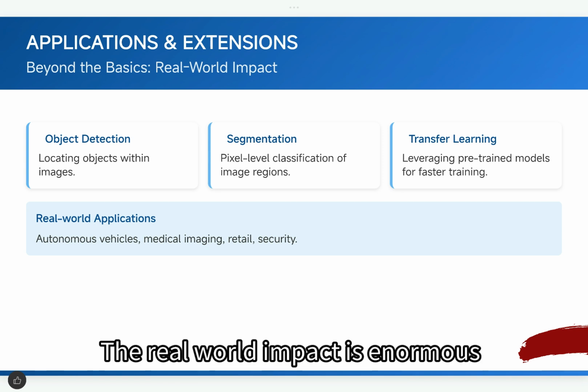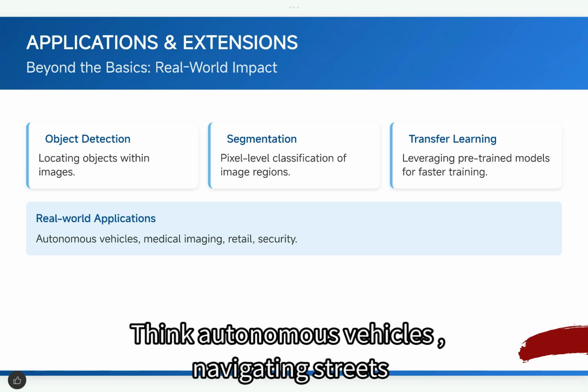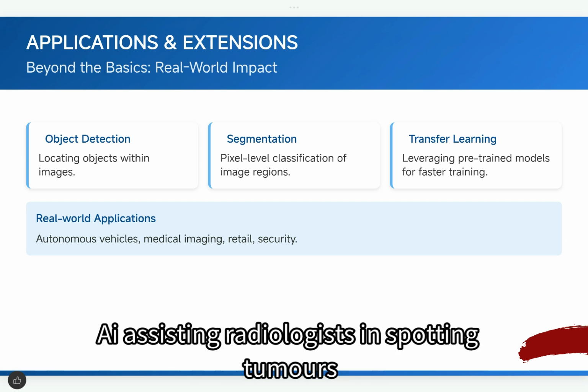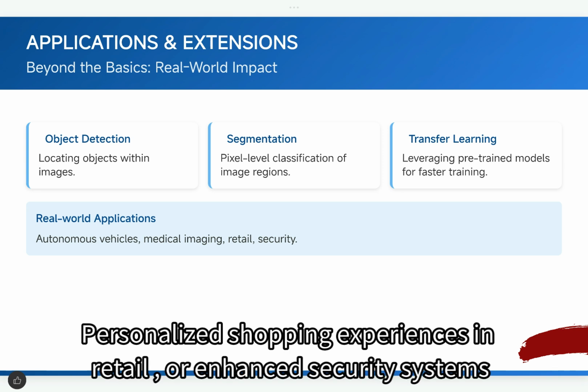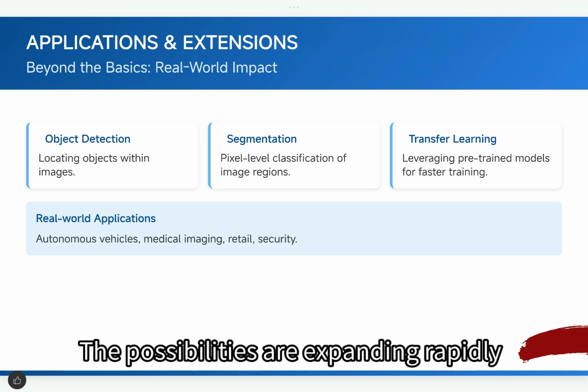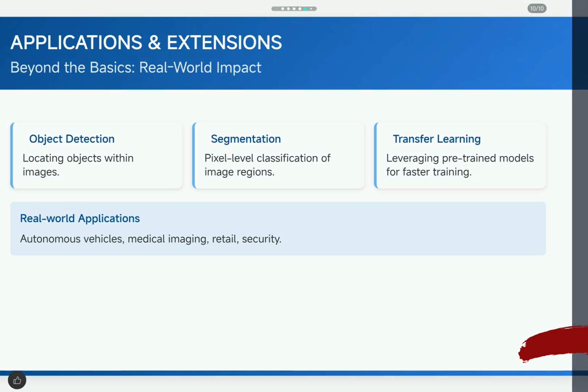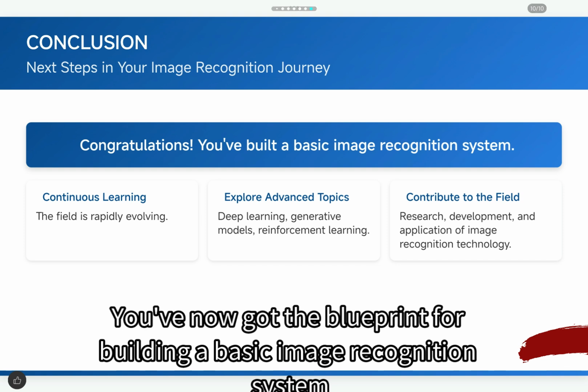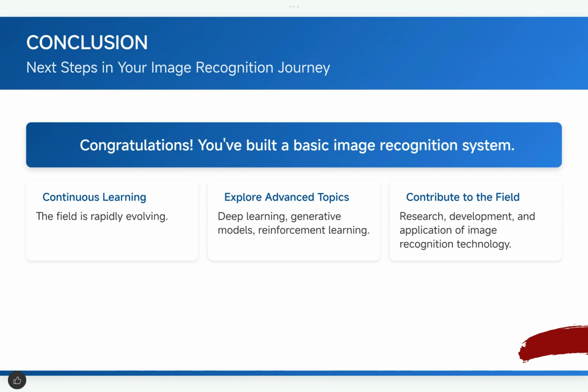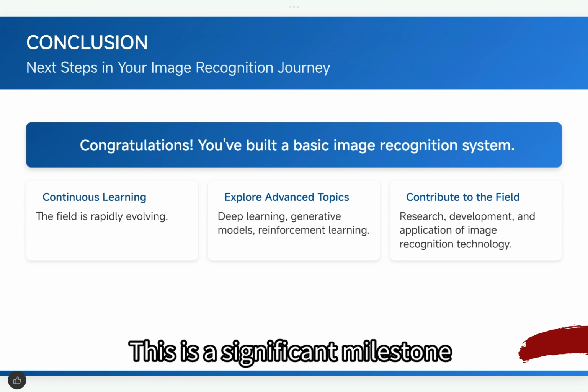The real-world impact is enormous. Think autonomous vehicles navigating streets, AI assisting radiologists in spotting tumors, personalized shopping experiences in retail, or enhanced security systems. The possibilities are expanding rapidly. You've now got the blueprint for building a basic image recognition system. This is a significant milestone.